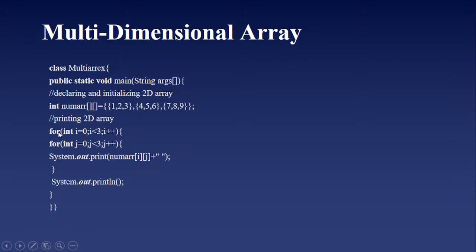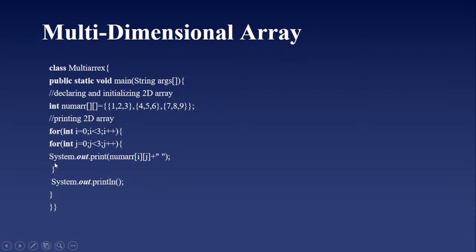Then I use a for loop: for int i equal to 0, checking the condition i less than 3, and i plus plus. Firstly I am checking the row dimension, and then coming here, j equal to 0, j less than 3, and j plus plus. I pick the 0th element at the 0th row, the first element, the second element. So from this number array I pick the i and jth element, and this will be printed at the output.